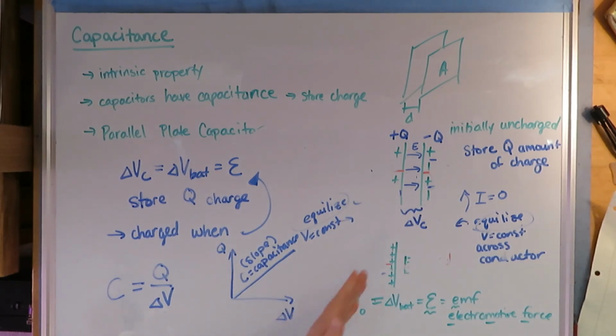Because I don't actually know what the absolute potential is of this battery. I don't know that this is 9 volts and that side 0 volts. All I know is the difference between them is 9 volts. So that's why we use the potential difference.